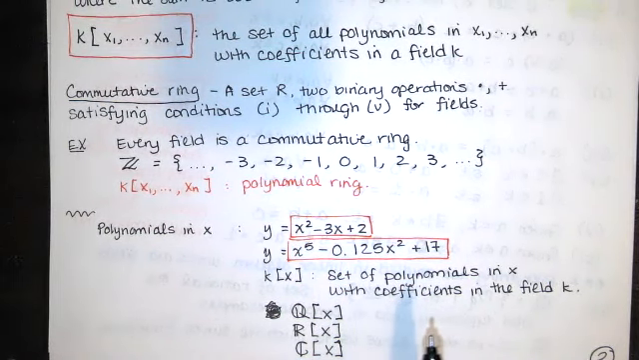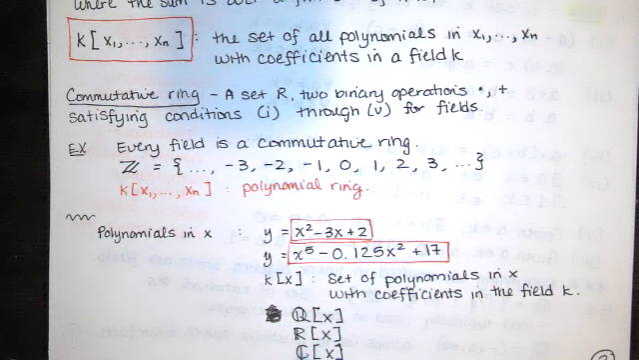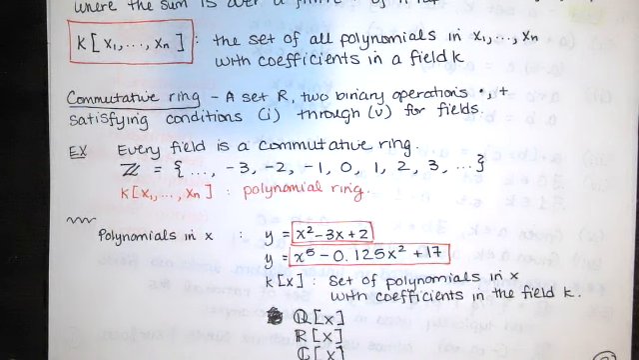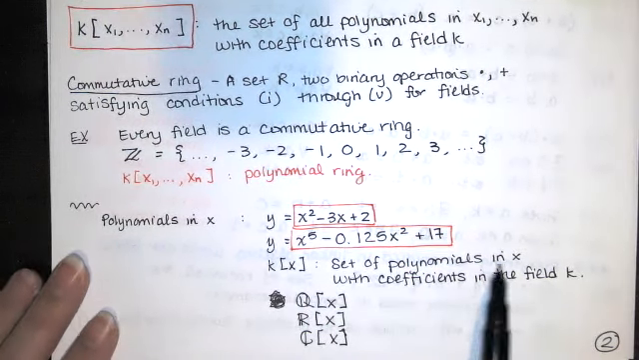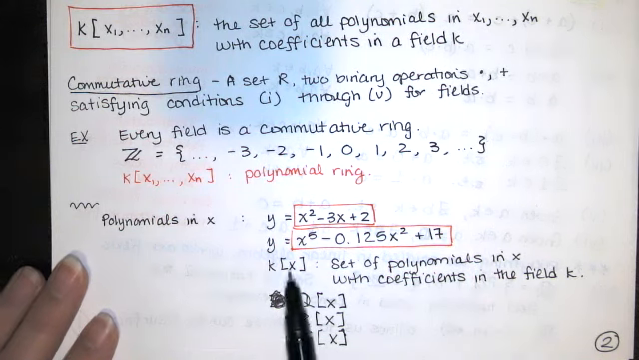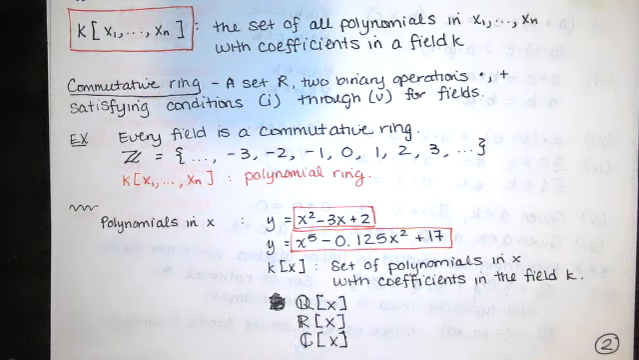These two polynomial functions belong to all three of these, and all three of these are different sets of polynomials. These are just polynomials whose coefficients are rational. These are the polynomials whose coefficients are real, and these are the polynomials whose coefficients are complex. In general, we're going to say these are the polynomials in a single variable x with the coefficients in some field k, and that field k could be any one of these.